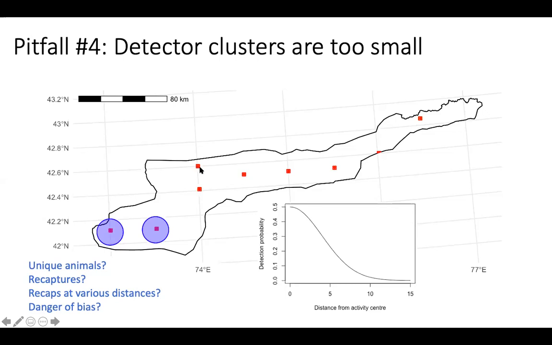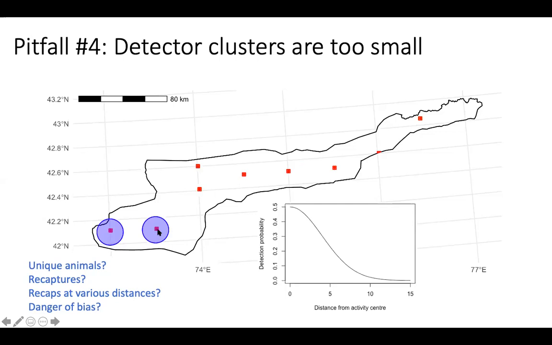In this design, we've got clusters of cameras. These are 4 cameras placed very close together, and then clusters of cameras placed far apart. This is, in general, a good way of covering a larger area and so increasing the number of animals that you detect. But here the problem is similar to one of the previous designs, and that's that within clusters, the area covered by the cluster is too small.